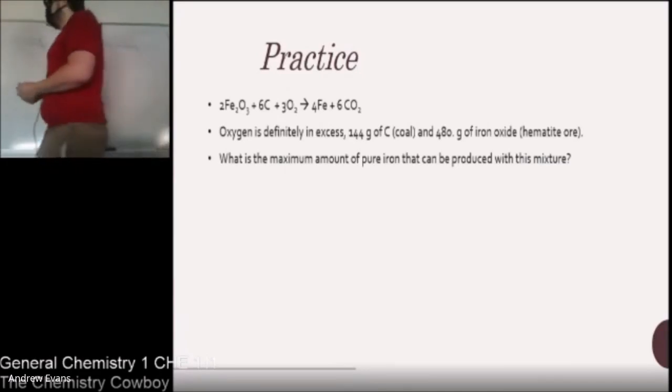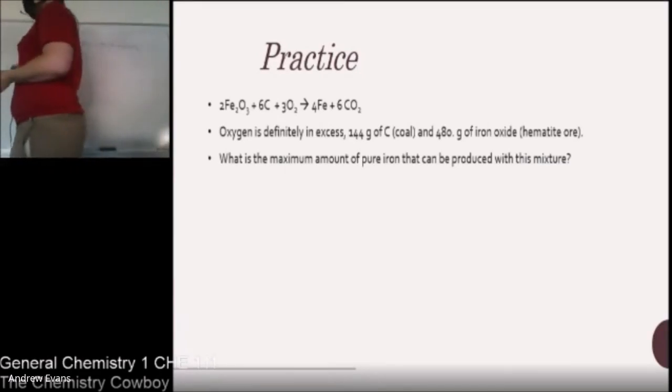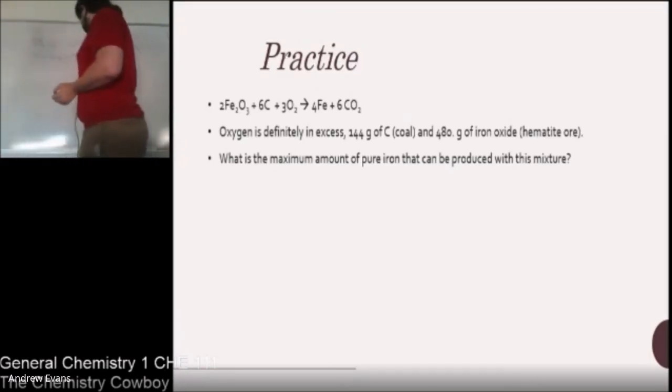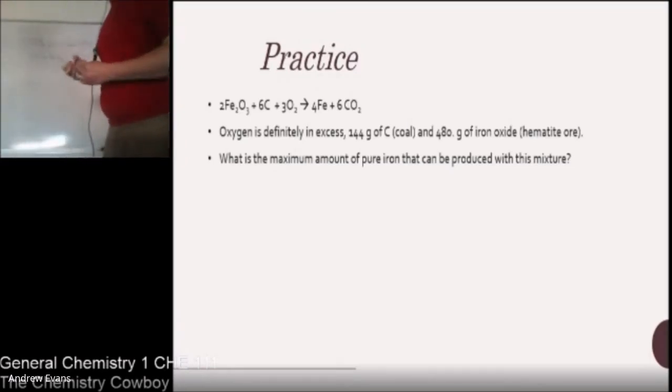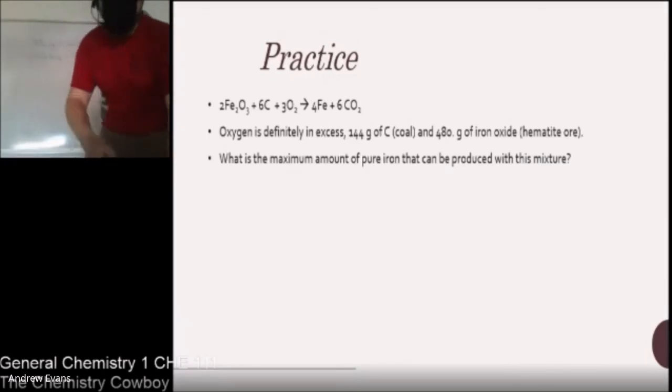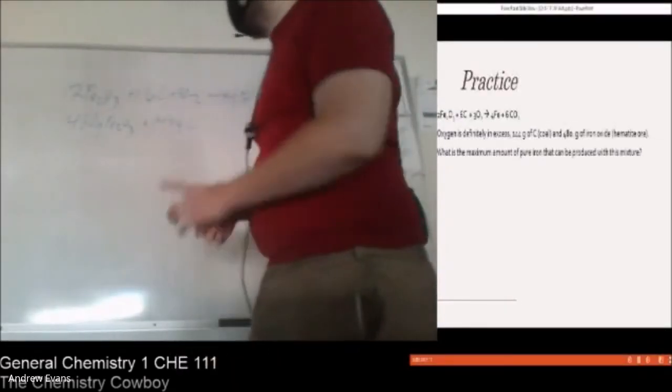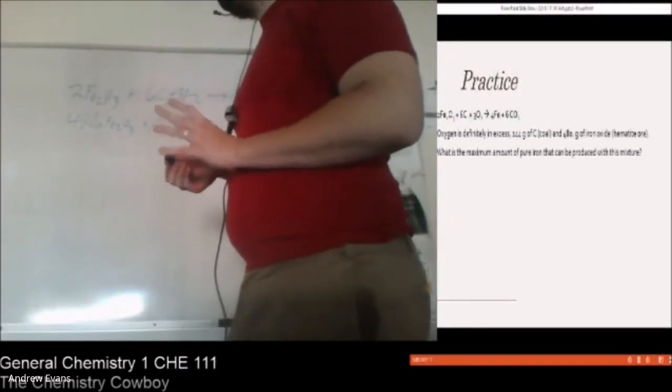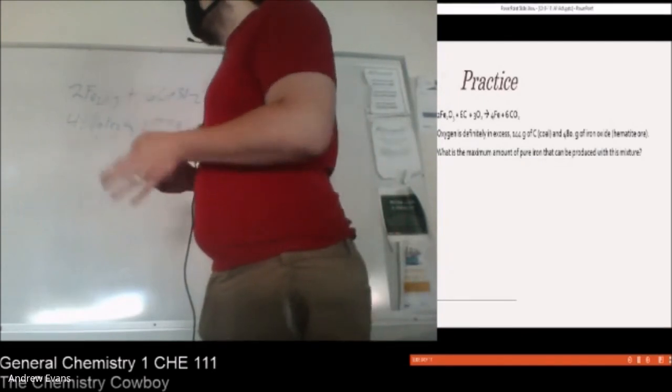And now we're going to assume oxygen is just going to be present. We're going to pump it in. It's not going to be the limiting reagent. But if I have 480 grams of iron oxide and 144 grams of carbon, how much iron could I produce? It doesn't really matter which one you convert. You can do it either one.